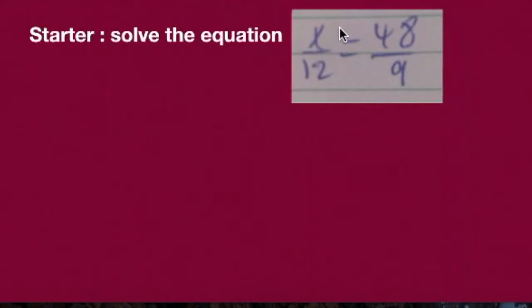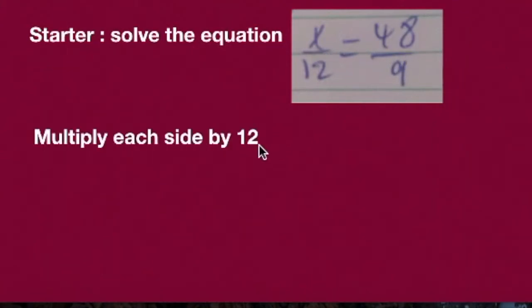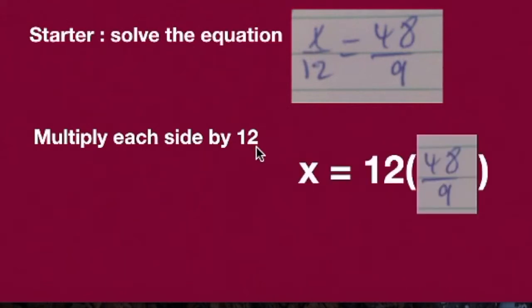Welcome back. I hope you have tried hard. Let's see how to solve this equation. You have x divided by 12. You multiply both sides by 12. Why? Because we have a division by 12 here. We always do the inverse operation. So we multiply each side of this equation by 12 to get x equals 12 times 48 over 9. When we multiply x over 12 by 12, the 12 cancels and you get only the x. Now this should be simplified to get x equals 64.